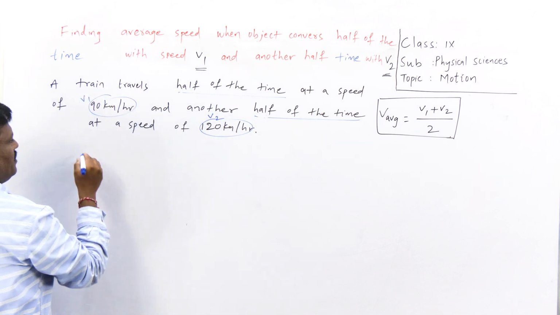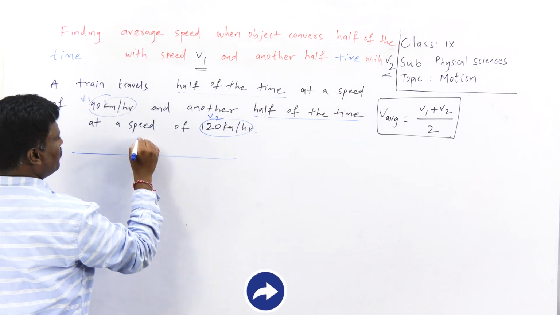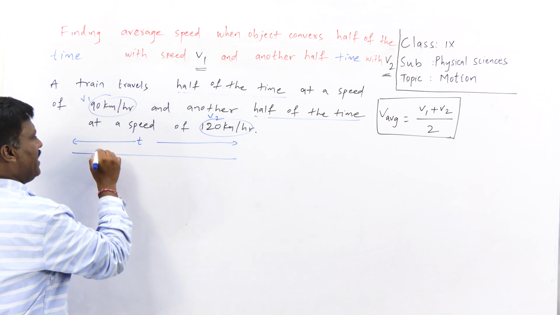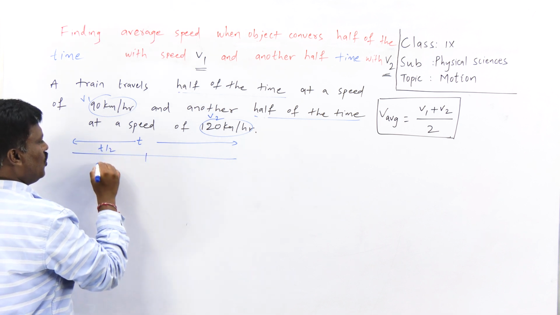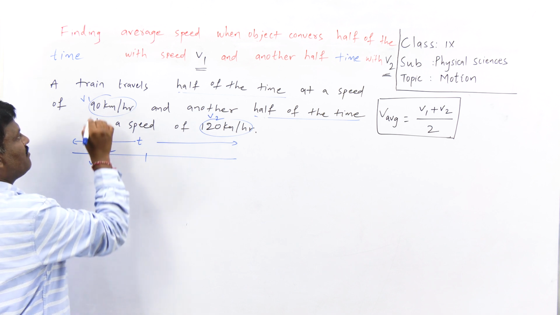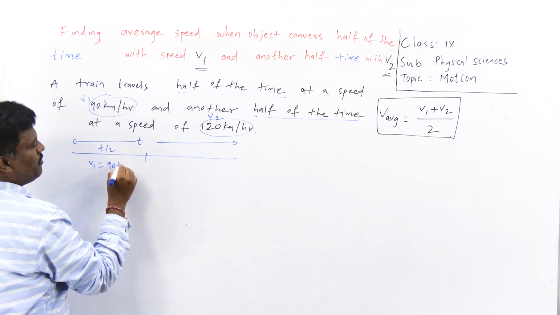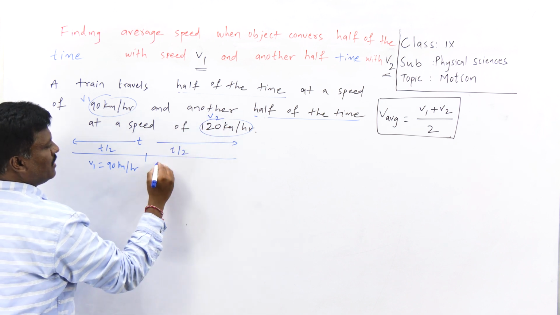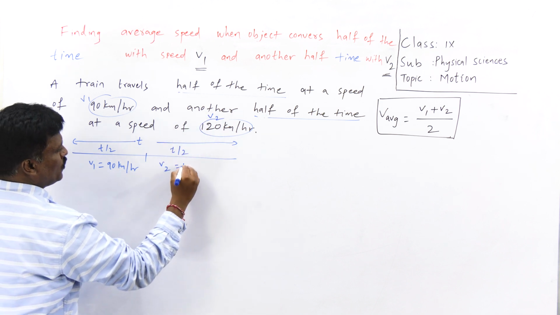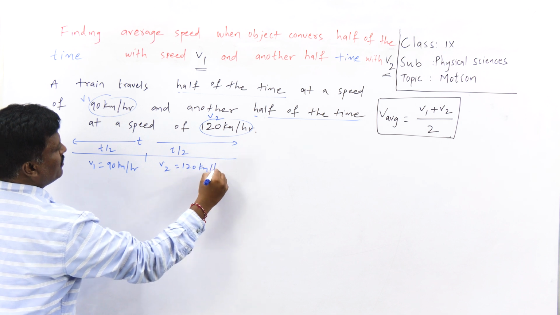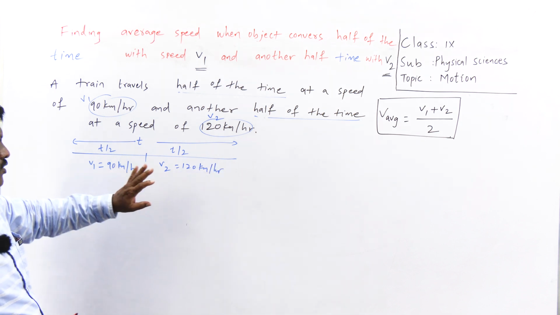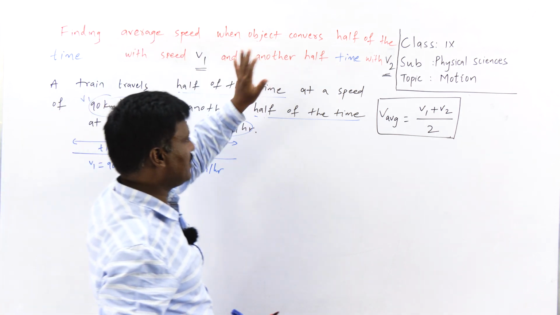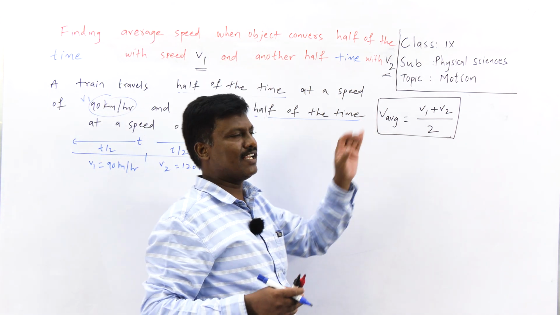The condition is satisfied. The total time taken by the train to cover the distance is t. In that, half of the time goes with v1 speed, which is 90 kilometers per hour. And the remaining half of the time goes with the other speed, v2, 120 kilometers per hour. These are the v1 and v2 values. The condition is satisfied. When half time is with one speed and half time with the other speed, this is the formula we use to calculate the average speed.